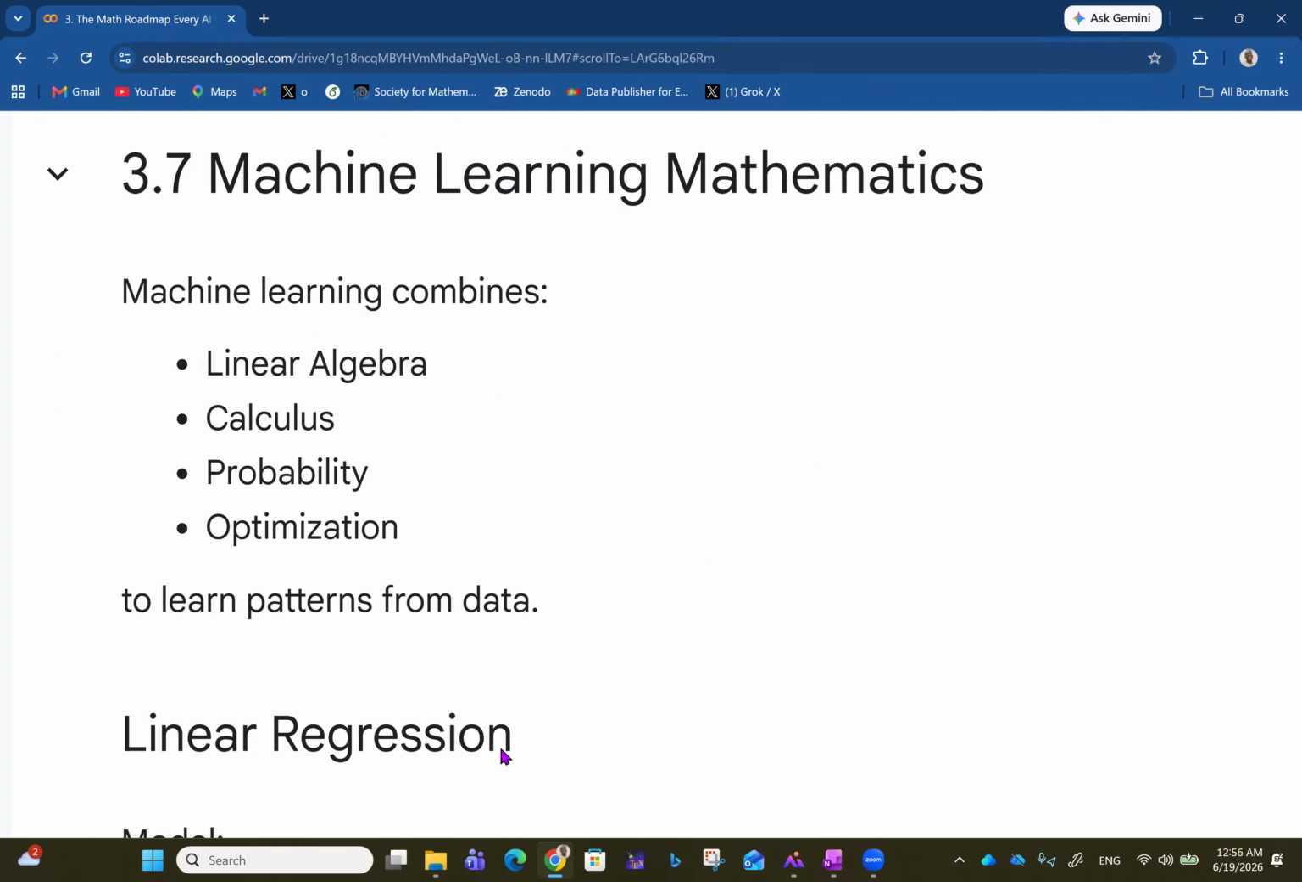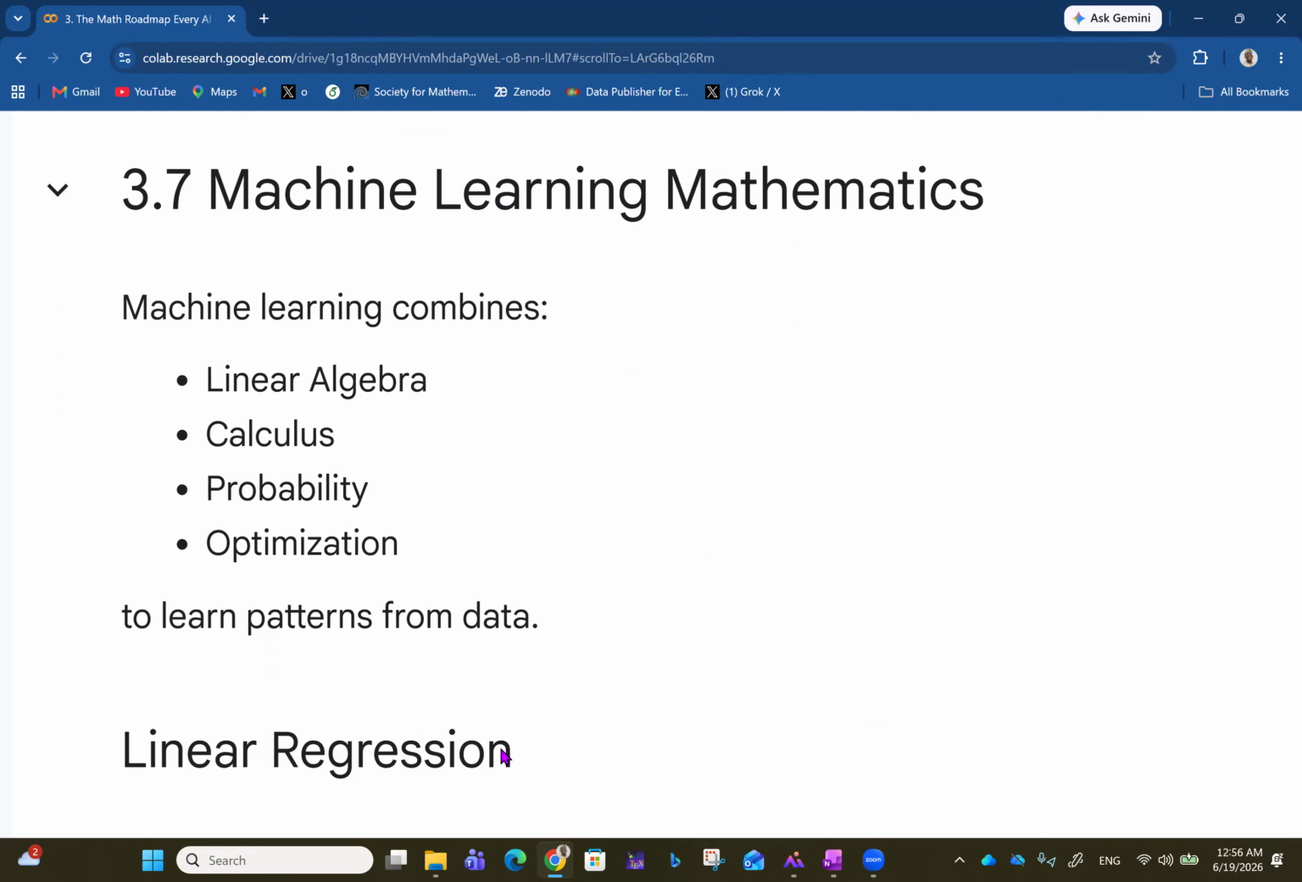So we've talked about all of that. Let's talk about machine learning mathematics now. Having talked about the fundamental maths such as algebra, linear algebra, probability, statistics, calculus, and optimization, we now want to talk about machine learning mathematics, which draws on ideas from some of these areas of mathematics.